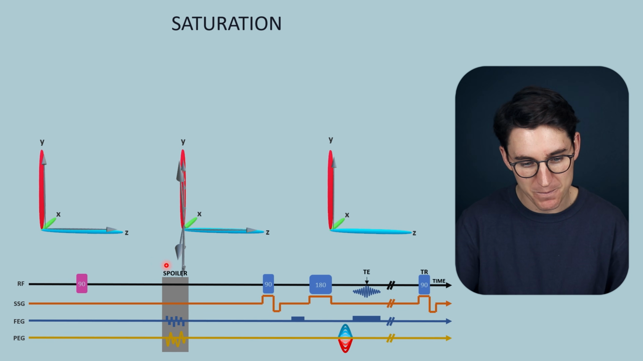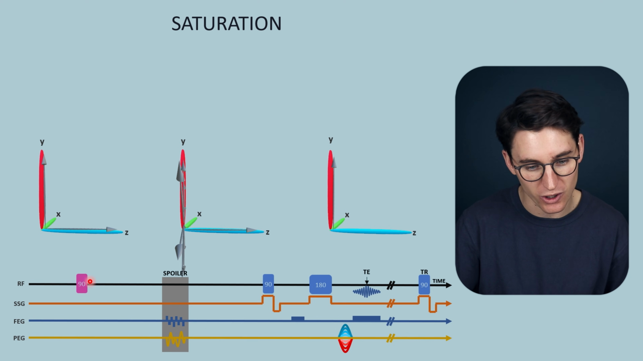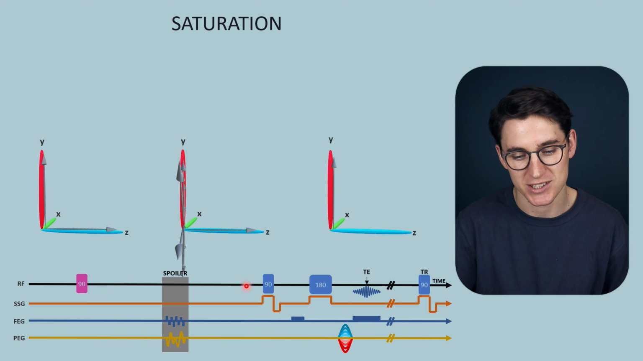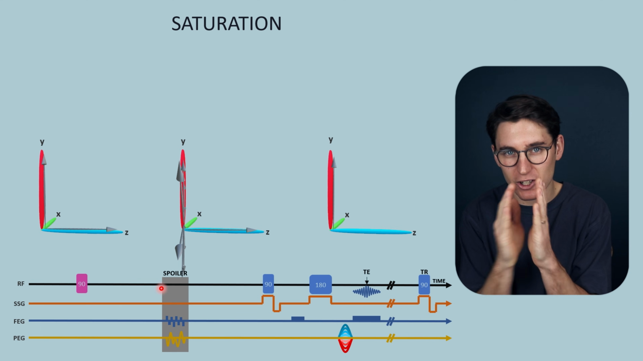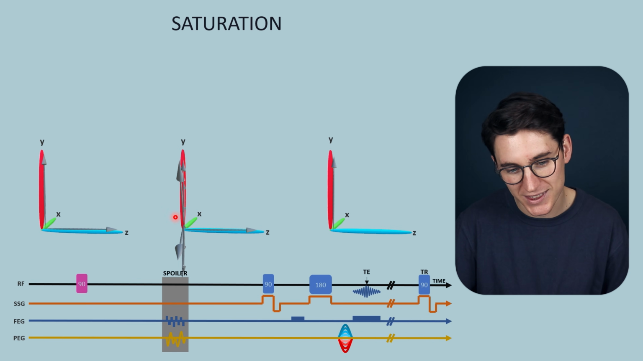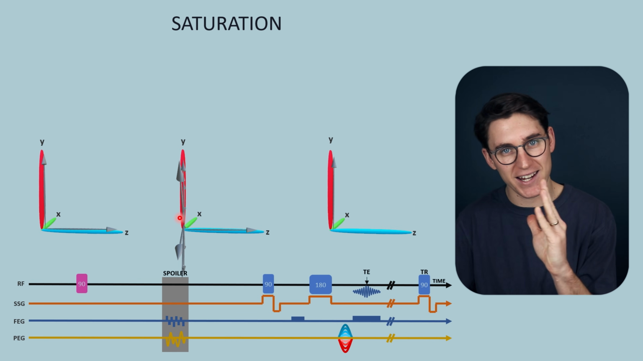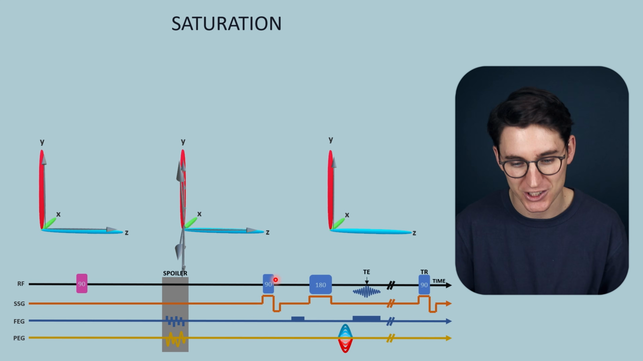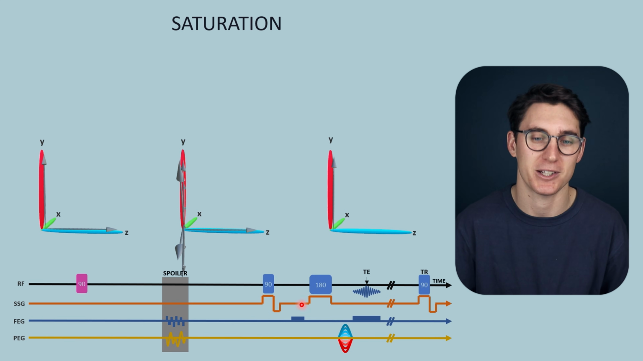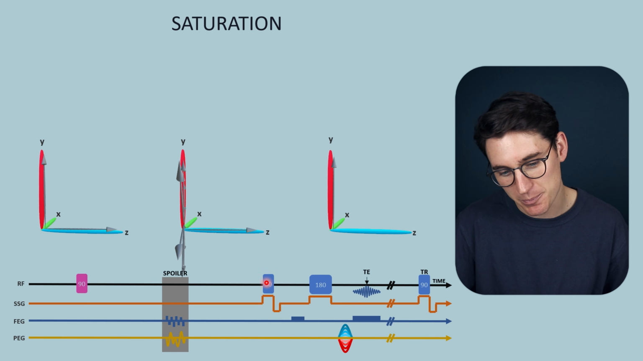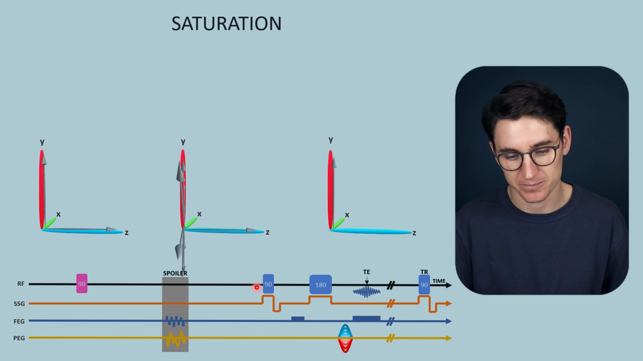Now importantly, the way I've drawn this shows large gaps between this initial RF pulse and our sequence. In reality, these are very closely spaced. We don't want these spins to regain any longitudinal magnetization prior to our sequence happening. So these are tightly packed prior to our pulse sequence.